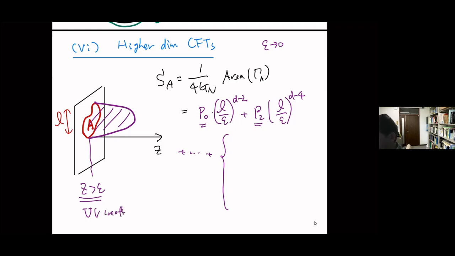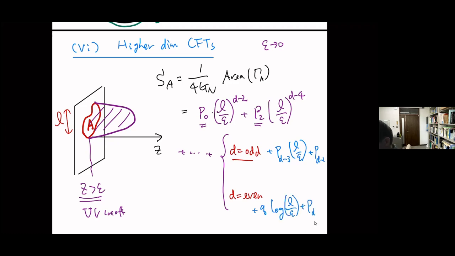And then what we find is that the result depends on the dimension, whether the dimension is even or odd. So for odd dimensional conformal field theory, we have some linear behavior, P, D minus three, L over epsilon, and some constant. On the other hand, for even dimensional conformal field theory, we have a logarithmic divergence, with coefficient Q and P, D minus two, and some constant.